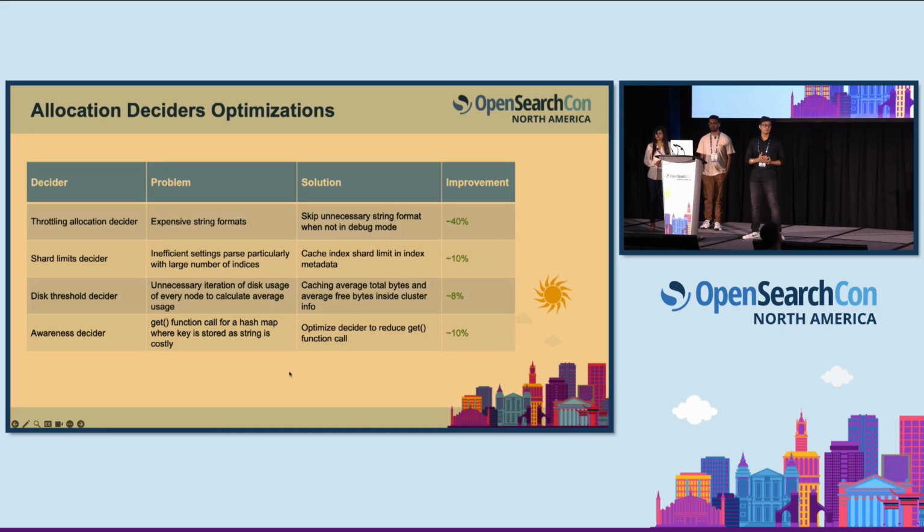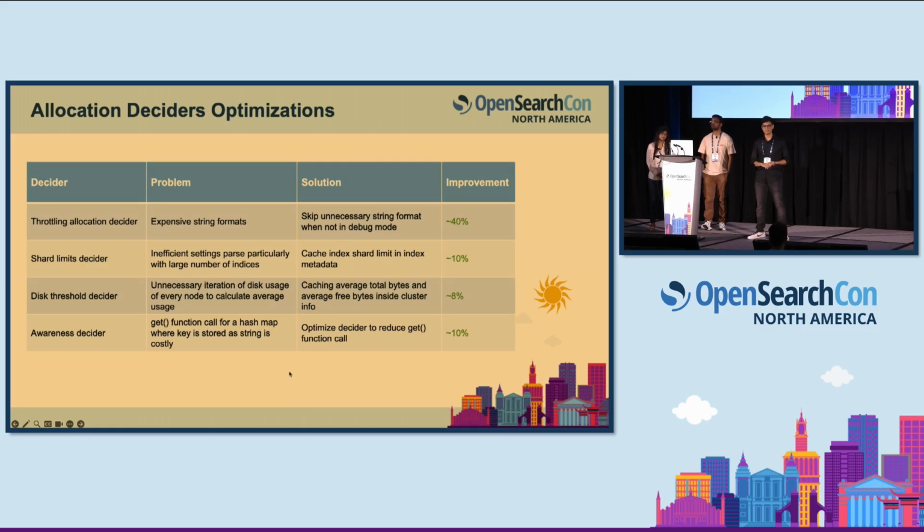The third one, the disk threshold decider. Every single time a shard was supposed to get allocated on a node, while checking that, it was unnecessarily iterating over the disk usage of every single node to calculate the average disk usage, which was again not needed. It could be simply cached, because while you're allocating such a high amount of shards, that stays consistent. So this is what we did. We cached the average total bytes and average free bytes inside the cluster info. That gave us nearly 8% improvement.